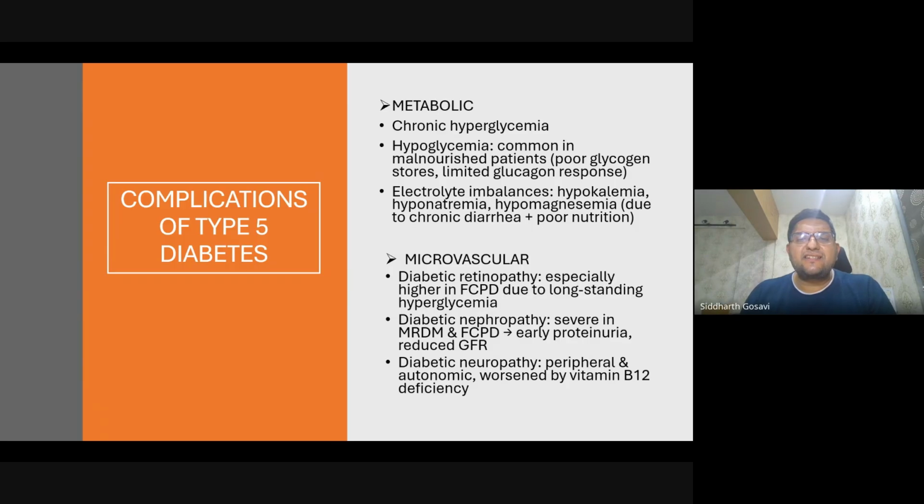Microvascular complications include diabetic retinopathy, especially higher in fibrocalculous pancreatic diabetes due to long-standing hyperglycemia. Diabetic nephropathy is severe in malnutrition-related diabetes mellitus and FCPD, with early proteinuria and reduced GFR. Diabetic neuropathy, peripheral and autonomic neuropathy, is worsened by vitamin B12 deficiency.